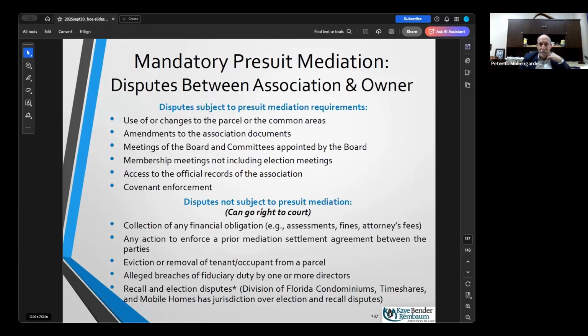Disputes that are not subject to pre-suit mediation, in other words, where you can go right to court: collections of assessments, fines, whatever. An action to enforce a prior mediation settlement. Eviction or removal of a tenant or occupant from a parcel, assuming you have that authority. Alleged breach of fiduciary duty by a board member. And recall and election disputes, which are before the division.